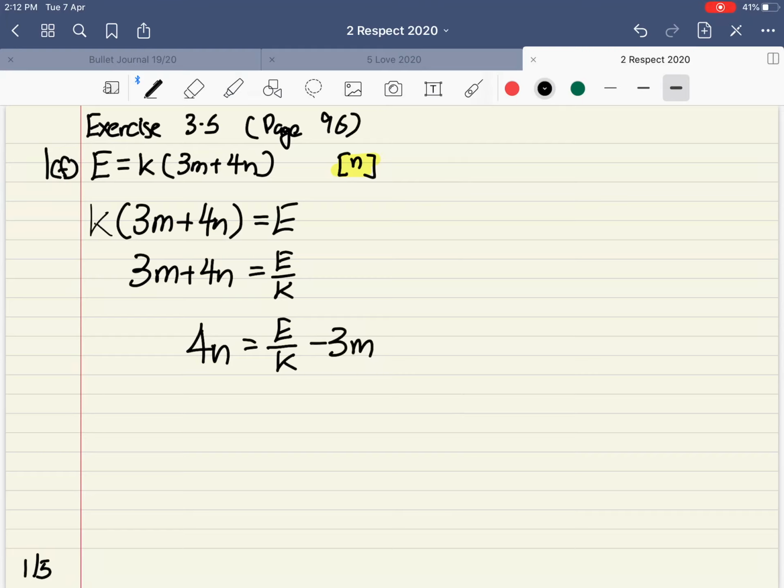For the final step, I just need to divide both sides of the equation by 4 so that n becomes the subject of the formula. If I divide by 4, divide by 4, and divide by 4 here, what I'm going to get is n equals e over 4k minus 3m over 4. And if you notice, I've made n the subject of the formula.